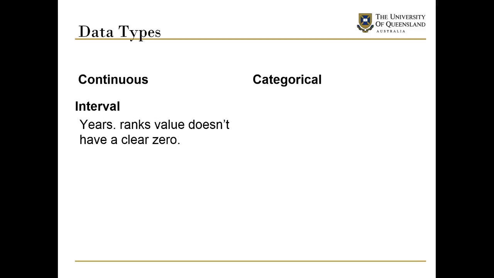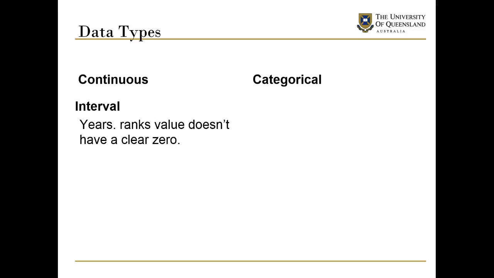Interval data. An example of interval data is something like years. It appears to be continuous data. You can have year 300 AD, go up to 2014. But they are sort of a ranking in a sense, and the value really doesn't have a clear zero.